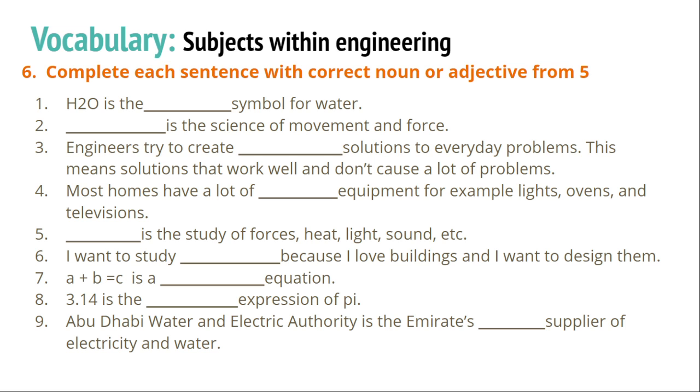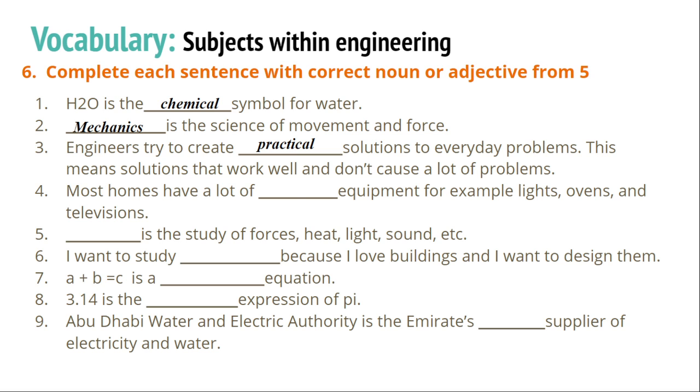Complete each sentence with the correct noun or adjective from 5. H2O is the chemical symbol for water. Mechanics is the science of movement and force. Engineers try to create practical solutions to everyday problems. This means solutions that work well and don't cause a lot of problems.